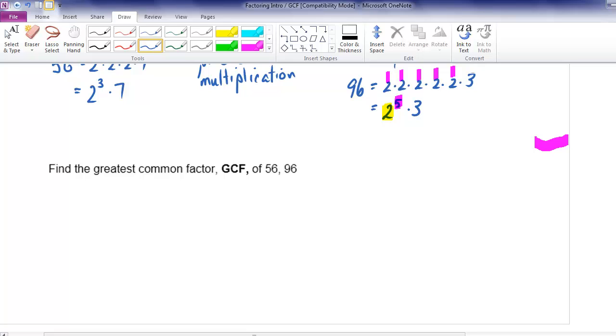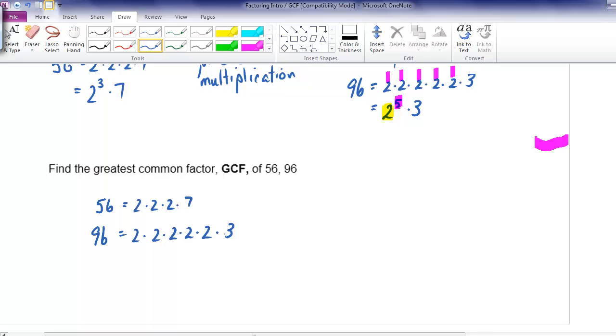So this is our first and most important factoring technique that we're going to do today. We want to break things into pieces, and we want to determine initially what's the biggest piece that goes into all of them. In this example right here, we've already done all the hard work. We know that 56 is equal to 2 times 2 times 2 times 7, and 96 is equal to 2 times 2 times 2 times 2 times 2 times 3.